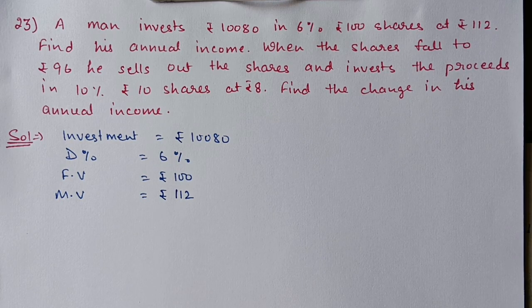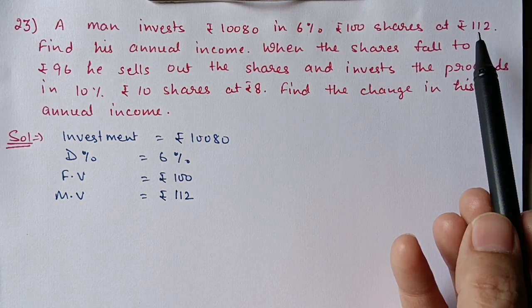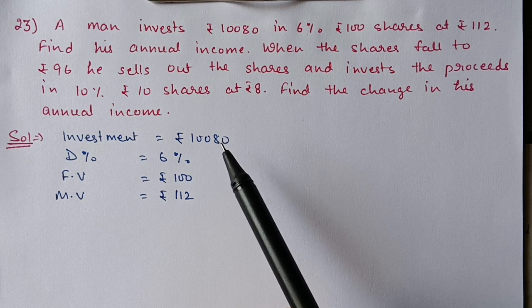Next we have question number 23. A man invests 10,080 rupees in 6%, 100 rupees shares at 112 rupees. Find his annual income. When the shares fall to 96 rupees, he sells out the shares and invests the proceeds in 10%, 10 rupees shares at 8 rupees. Find the change in annual income. So first he has purchased some shares of 100 rupees at 112. Dividend is 6% and the total investment he has made is 10,080 rupees.